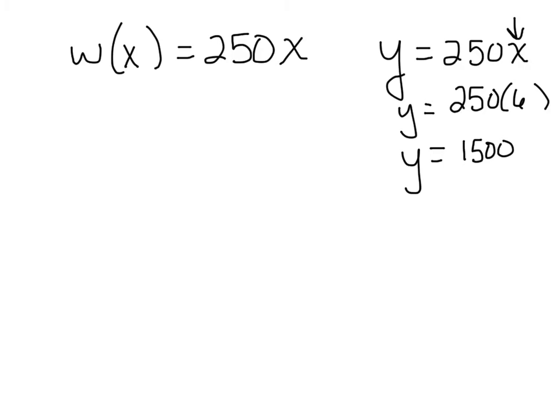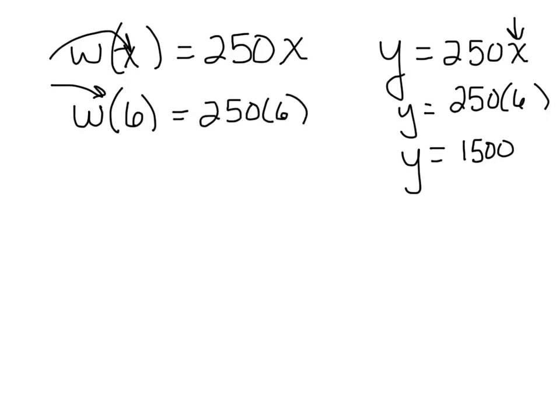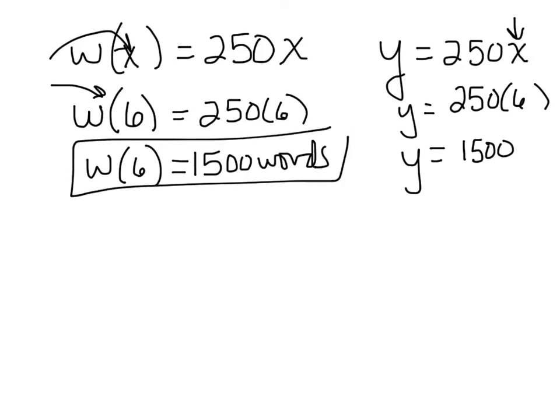So here's what you're doing. W of 6, when you plug 6 in for x, you're actually putting it in here. This does not mean 6W. This does not mean 6 times W. All this says is the function W when x is 6. It's going to look like this. So W of 6 is going to give you 1,500 words. That's it. So flip the page to page 138, practice A number 5.